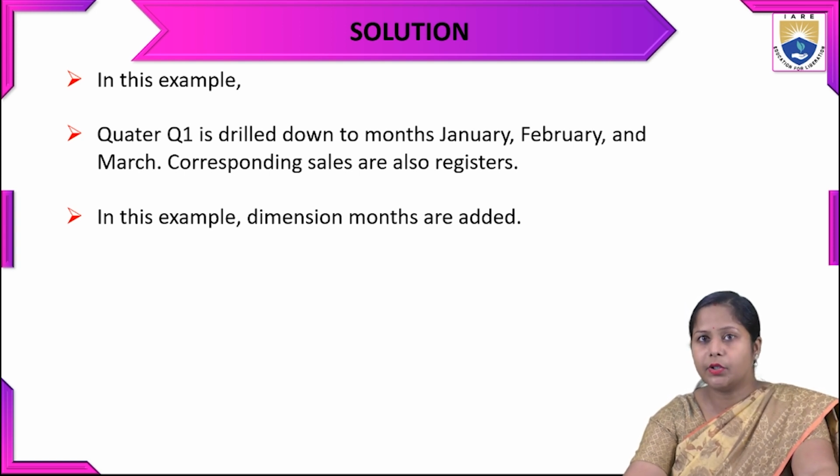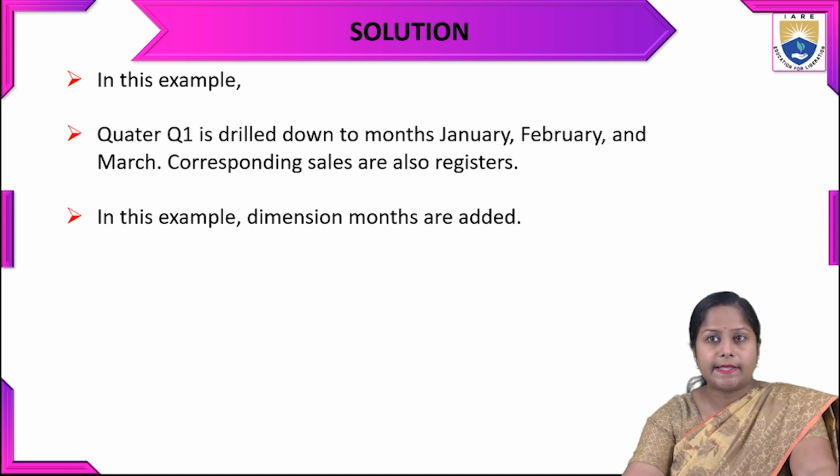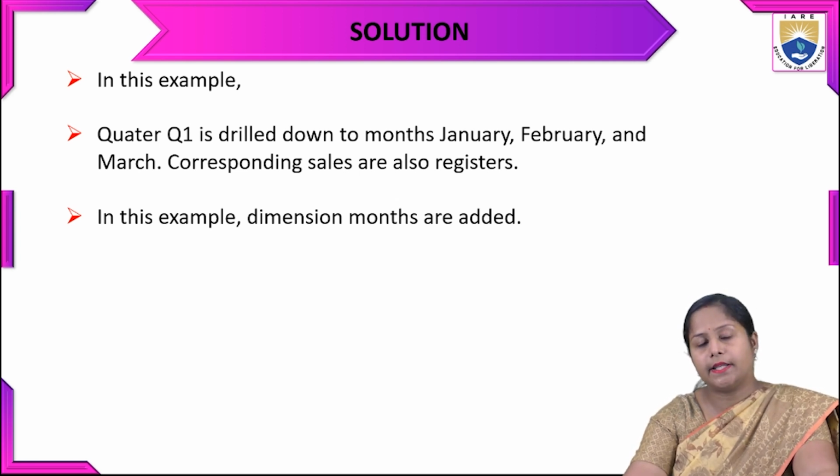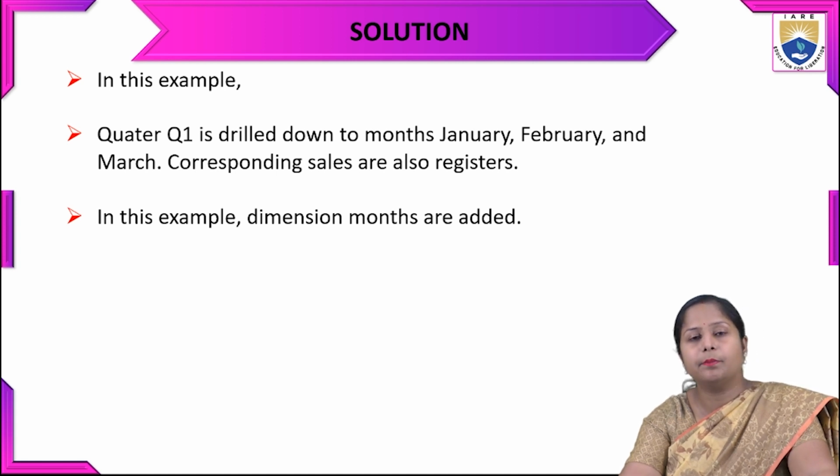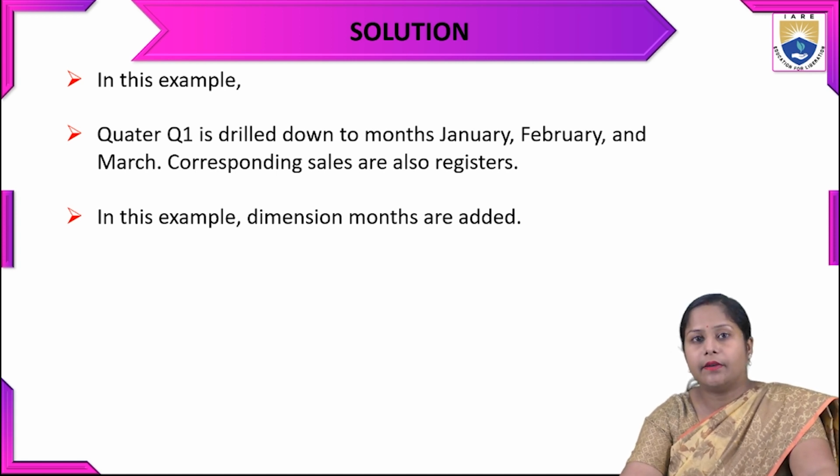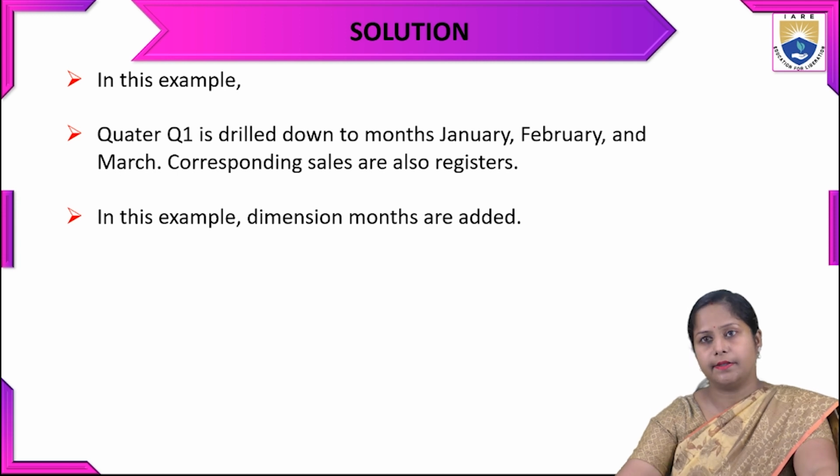So that was the quarter Q1. The corresponding cells are also registered, so that has been changed to the other dimensions. In this example, the dimension month is added, as earlier it was quarters. So that was all about drill down.